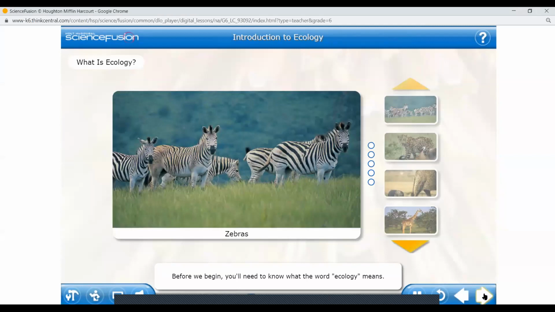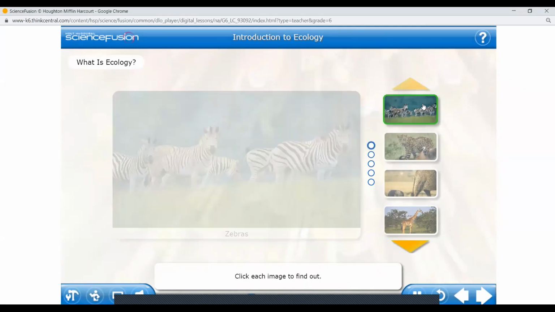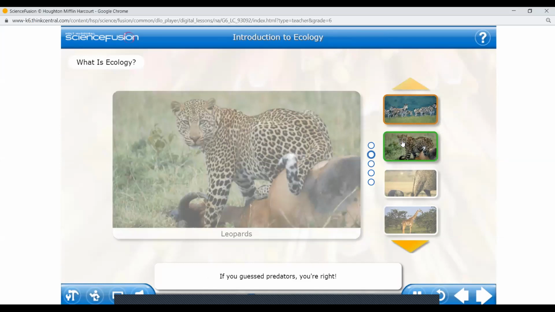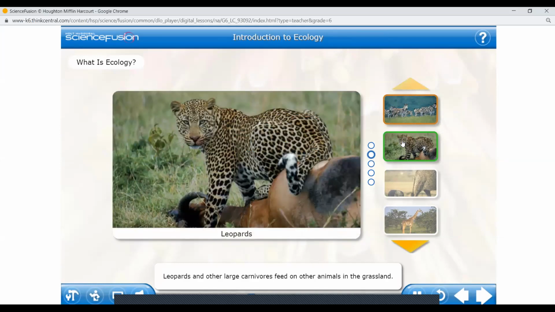Before we begin, you'll need to know what the word ecology means. Ecology is the study of how organisms interact with one another and with their environments. An ecologist is someone who studies ecology. If you were an ecologist, what might you observe in the African savanna? Click each image to find out. First, you might observe a herd of zebras interacting with their environment. Zebras live in groups and graze on grass. Notice how some of the zebras stand guard while the others eat. What do you think they're on the lookout for? If you guessed predators, you're right. Leopards and other large carnivores feed on other animals in the grassland. They have no problem taking down a large antelope or a zebra for a meal.